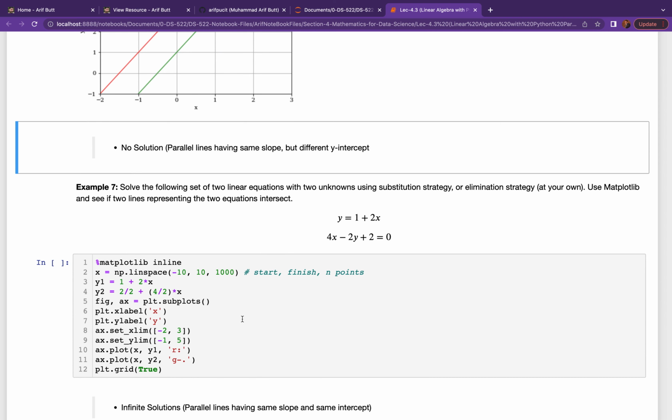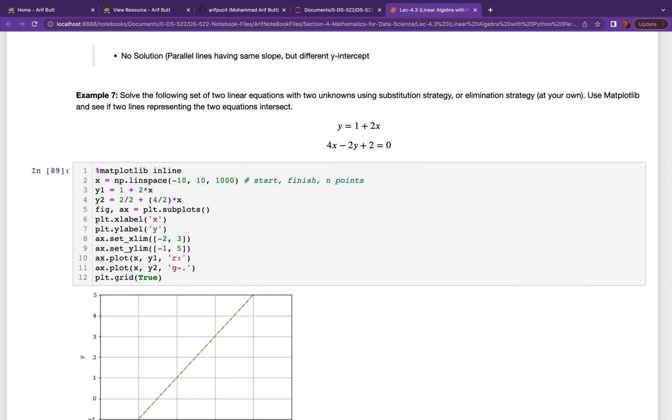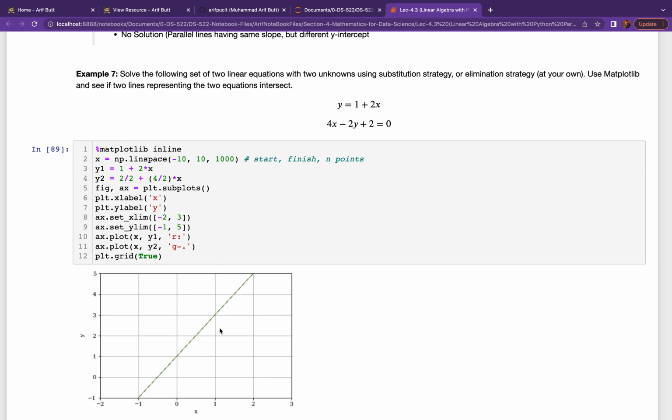And finally, let me execute the code of this cell. Over here, if you see these two equations, that is y is equal to 1 plus 2x and 4x minus 2y plus 2 is equal to 0. If we multiply the first equation by 2, we get the second equation. So these are actually the same equation. And if they are the same equation, we get the same line. And if we get the same line, we have an infinite number of solutions to this system of linear equations.